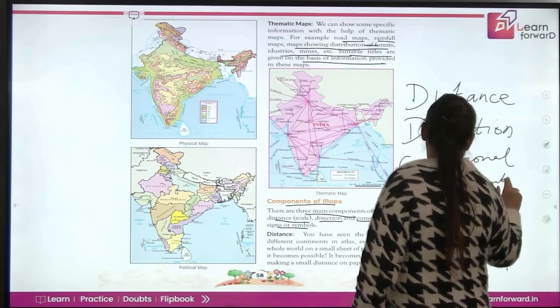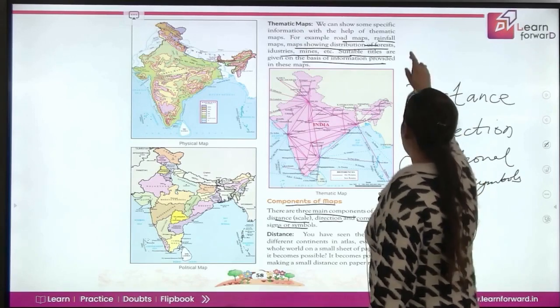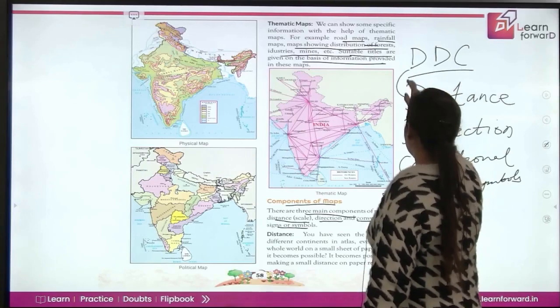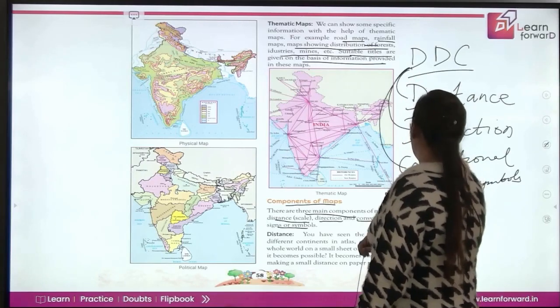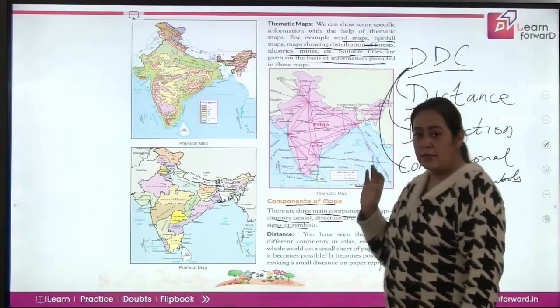This question will be definitely asked in exam also, right? What are the three components of map? D, D, C. Very easy to remember. Distance, direction and conventional signs and symbols. Let's dive into detail. Distance, जैसे मैंने आपको बोला, scale होगा उसमें.